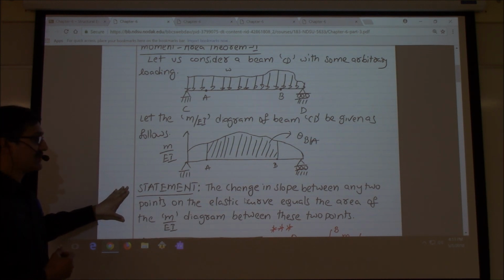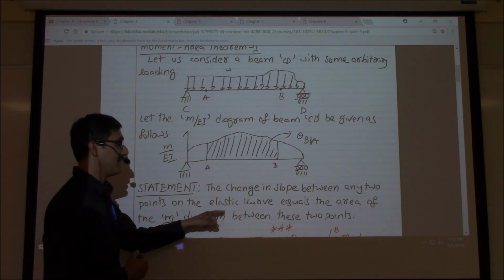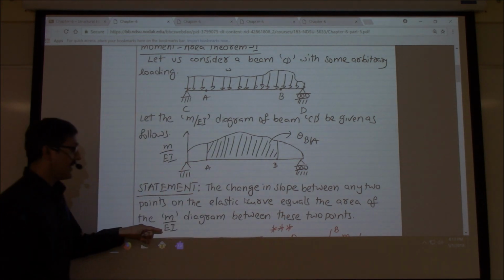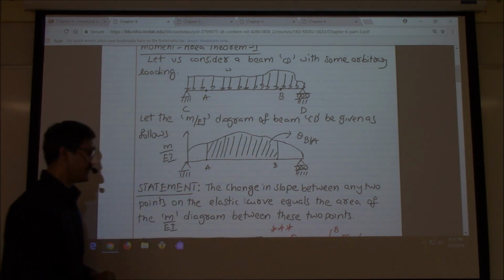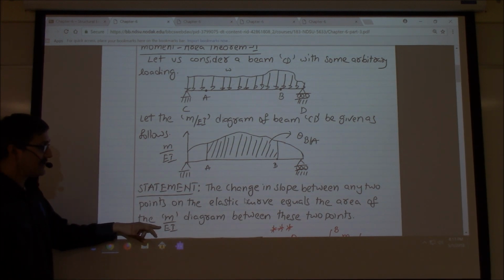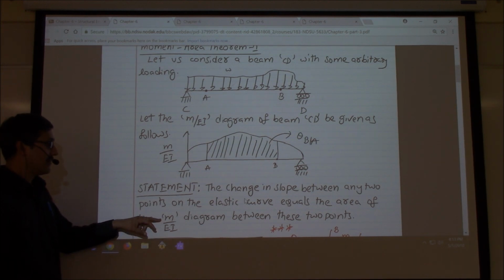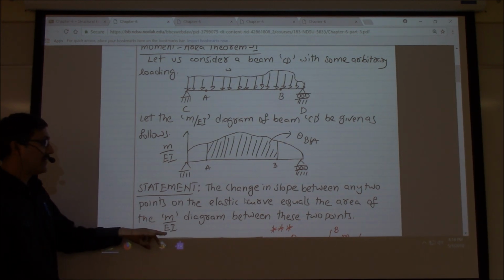So moment area theorem 1 states that the change in the slope between any 2 points on the elastic curve will be equal to the area of the M by EI diagram between these 2 points. Here, M by EI diagram means the bending moment diagram divided by flexural rigidity EI. E is the Young's modulus, I is the moment of area. For all the problems that we will do in this course, EI is a constant. So if you know the bending moment diagram, you pretty much know the M by EI diagram. You just have to divide the ordinates of the bending moment diagram by the value of EI.